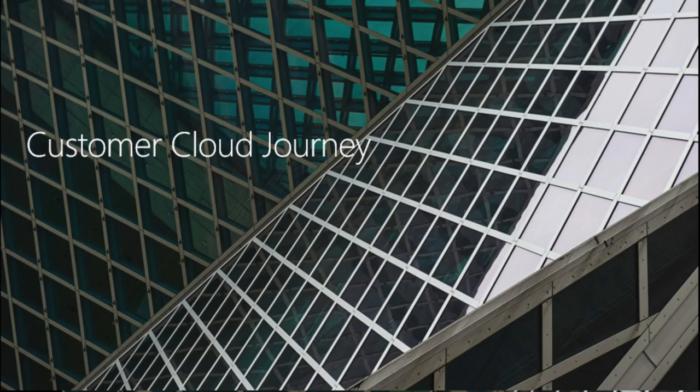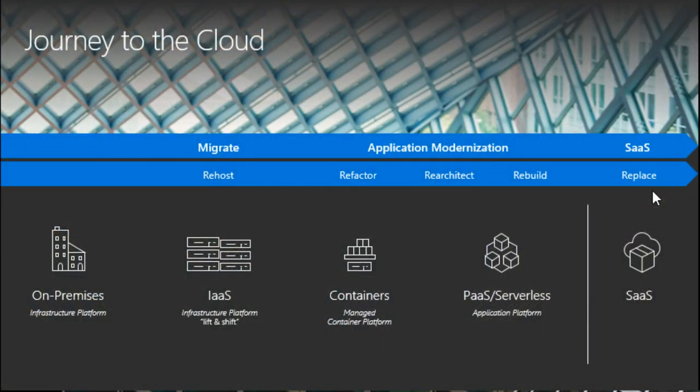Hello all, good day. Today we are going to look at how a customer cloud journey looks like and what are the options available for this cloud journey. So normally when a customer starts, they have multiple options available to start with from an on-premises infrastructure. They can go for infrastructure as a service or containers or PaaS or SaaS applications. It doesn't really depend on what we have in the cloud, but the approach the customer chooses.